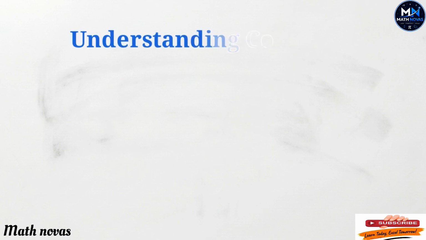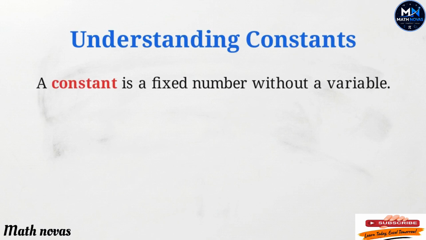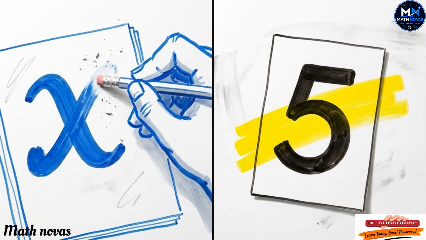Finally, we have constants. A constant is a fixed number without a variable. Numbers like 5, -3, 10, or 100 are constants because their value remains the same regardless of the variables around them. While a variable's value can change depending on the problem, a constant always keeps its specific numerical value.